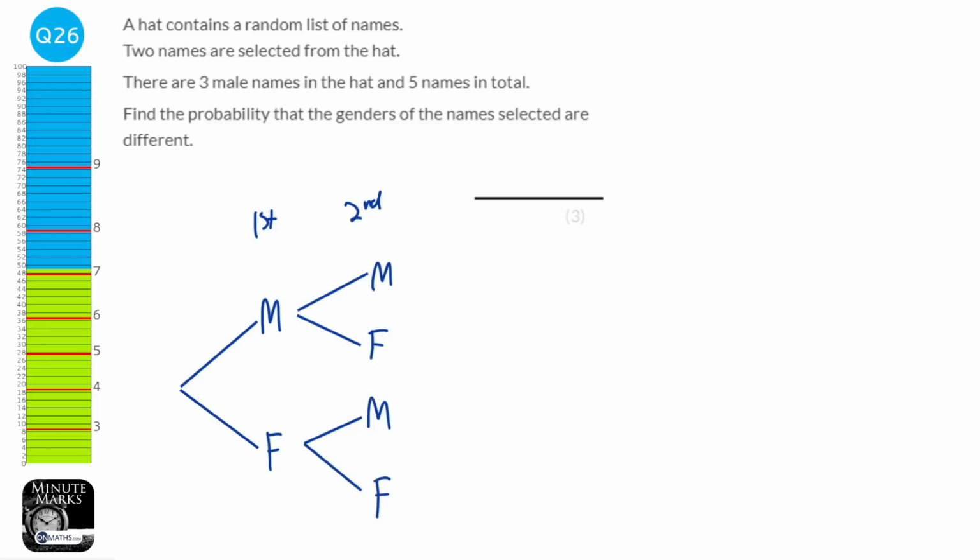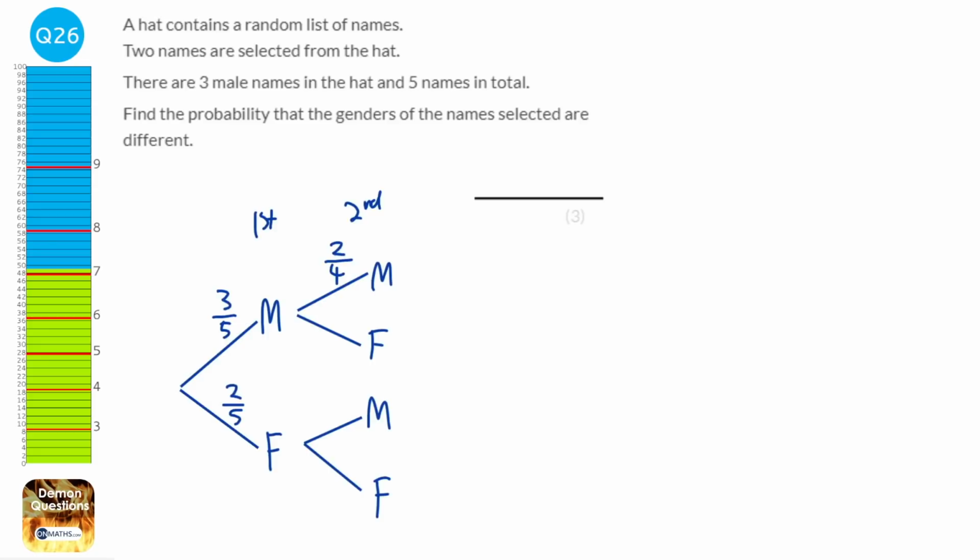And looking at the question, there are 3 male names in the hat and 5 names in total. So the fraction for the first one will be 3 over 5. If there's 3 male names, there'll be 2 females. Now, if we've picked a male name already, there'll be 2 females left and 4 left in total.